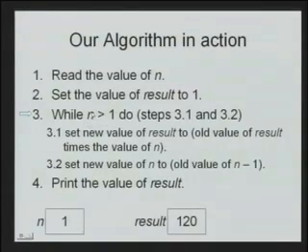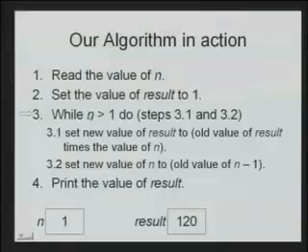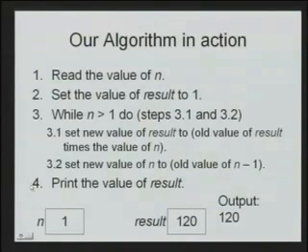Now when we test whether n is greater than 1 or not, we conclude that n is not greater than 1, because indeed n is equal to 1, and therefore this condition is no longer satisfied. And therefore steps 3.1 and 3.2 will not be executed now. We'll straight away come to step 4, which is to print the value of the result. And once we do that, the output is the value of the result, which of course is 120, and which of course, as you know, is the factorial of n.